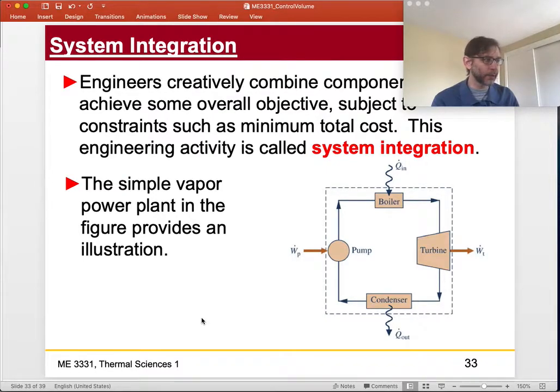Today I want to talk a little bit about what we call system integration. So this is still steady state, right? Meaning that the systems are completely going steady. There's no change in the control volume. There's no change inside of each of the control volumes.